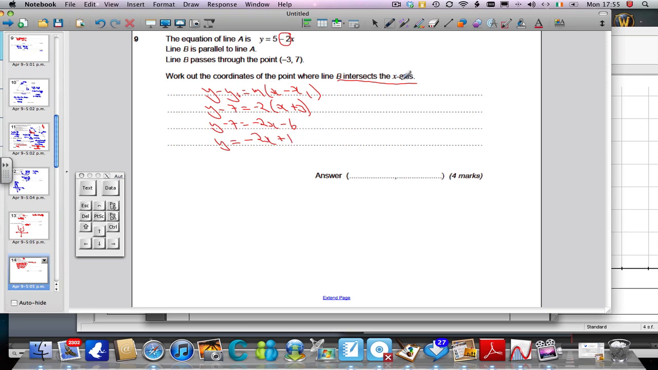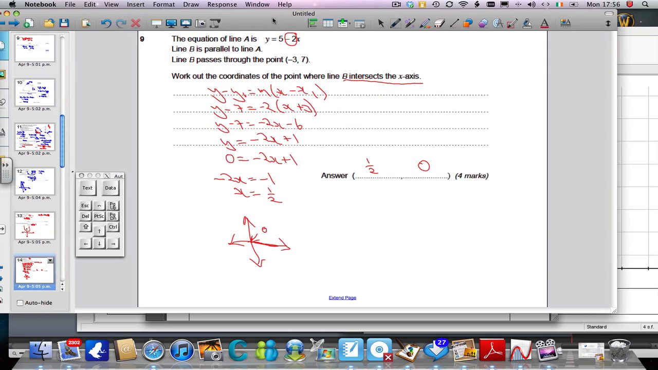Where does it cross the x-axis? Well, doesn't matter what line you have, everywhere on the x-axis, y must be 0. So y is equal to 0, so this must be 0. So we get 0 equals minus 2x plus 1. That means minus 2x equals minus 1, so x equals a half. So when x is a half, y is 0. And that's it. That's the coordinates of the point where it crosses the x-axis.